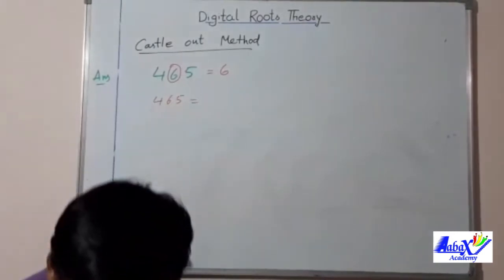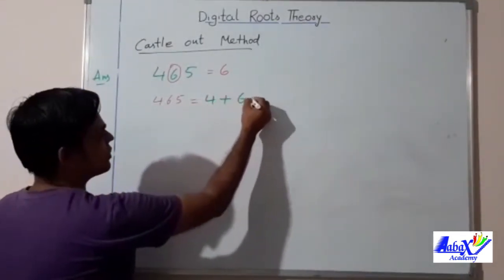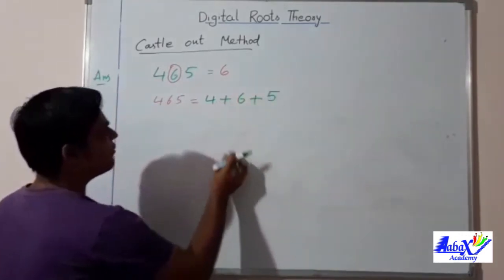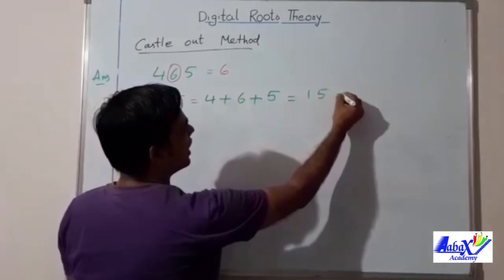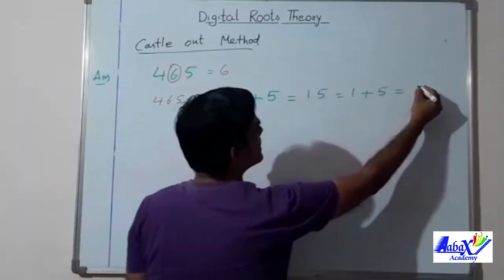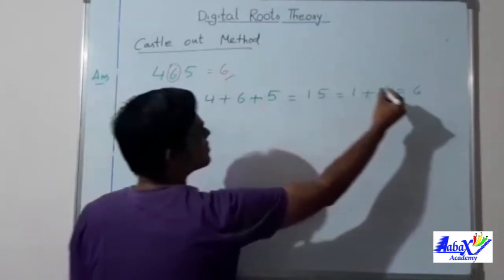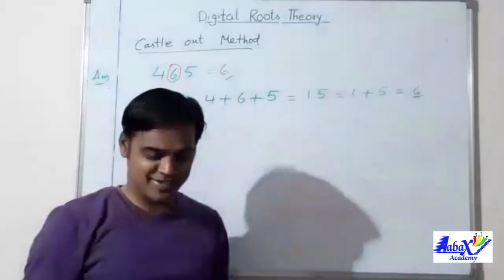If we go by the main way of the sum, the actual procedure, here also we can do 4 plus 6 plus 5. 6, 5, 11, 11 plus 4, 15. We will get 15, which means that 1 plus 5 is equal to 6. So you can see 6 and 6. The digital root of 465 is 6.